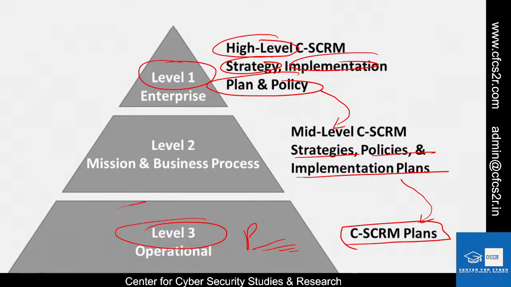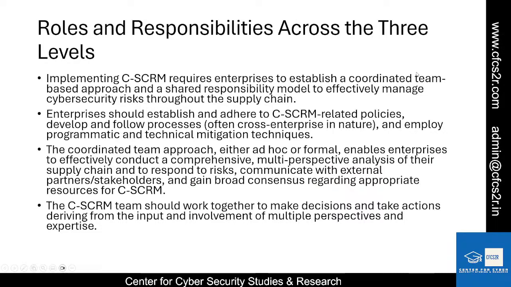We will now see the different roles and responsibilities of the people who are working across the 3 levels. Whenever we talk about roles and responsibilities, there are certain areas that need to be taken care of. If you are planning to implement C-SCRM, it requires enterprises to establish a coordinated team-based approach and shared responsibility, which we have already discussed. Organizations should establish and adhere to C-SCRM related procedures, develop and follow processes, and employ pragmatic and technical mitigation techniques. I think these points we have already talked about.